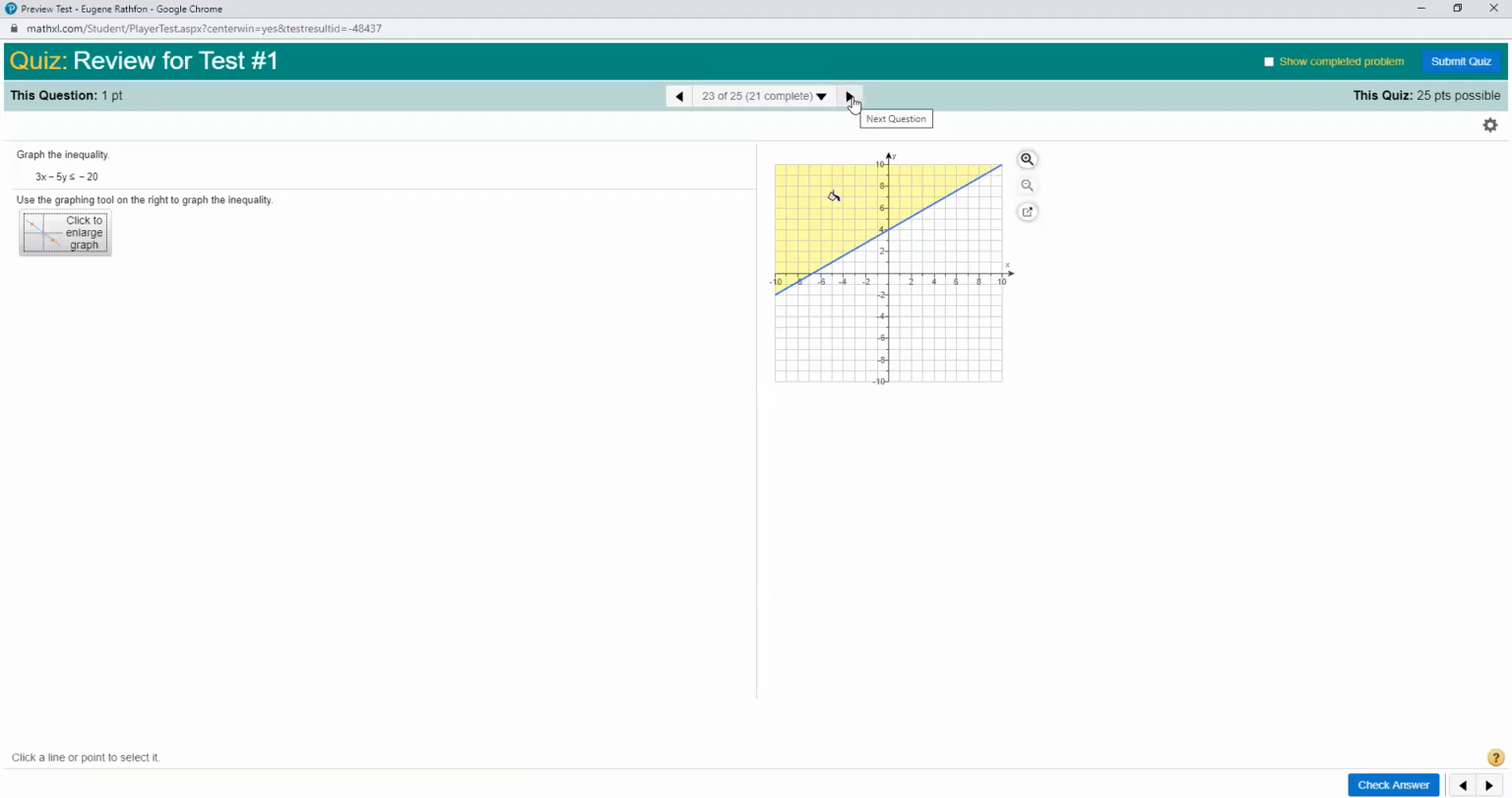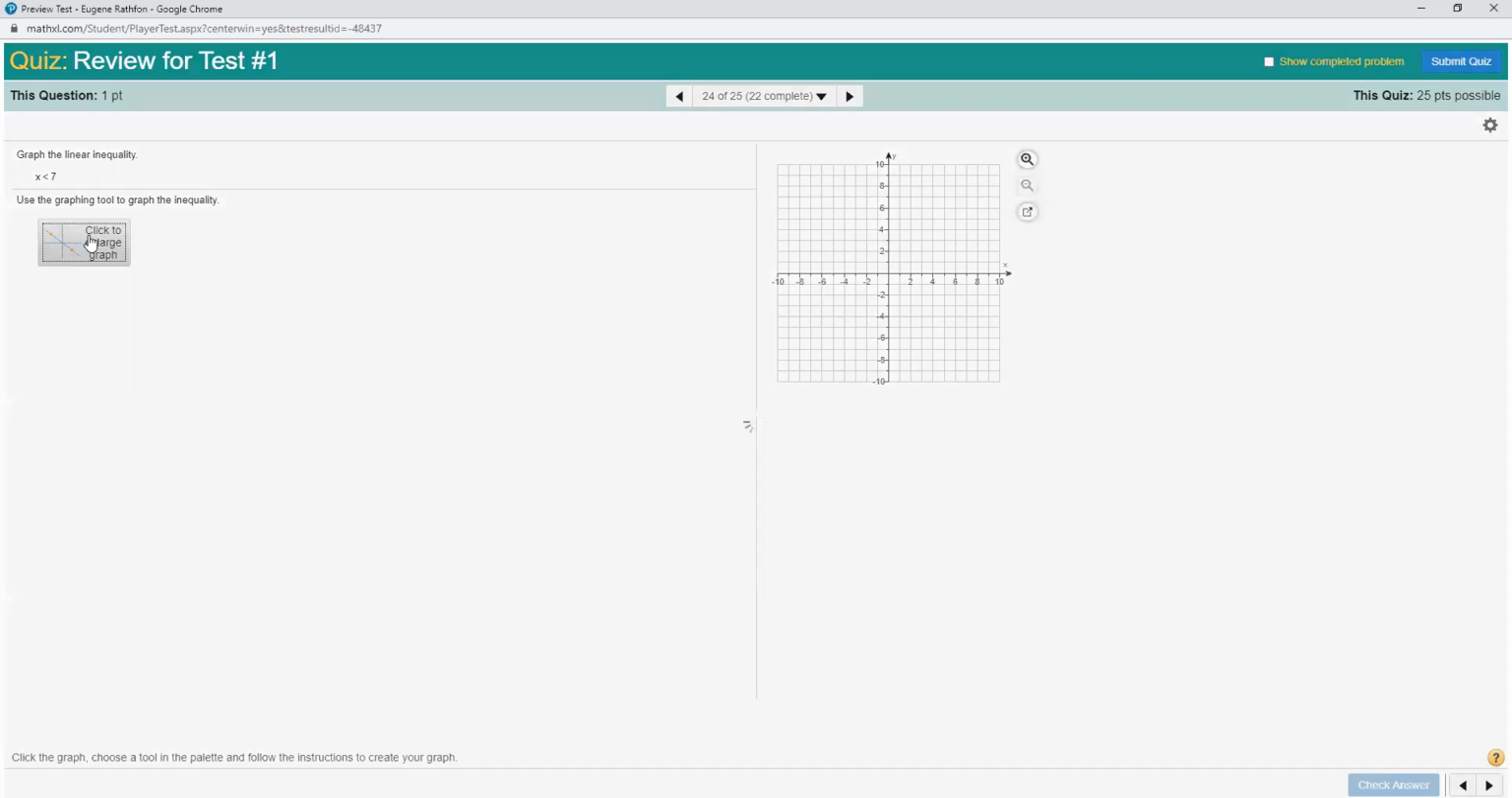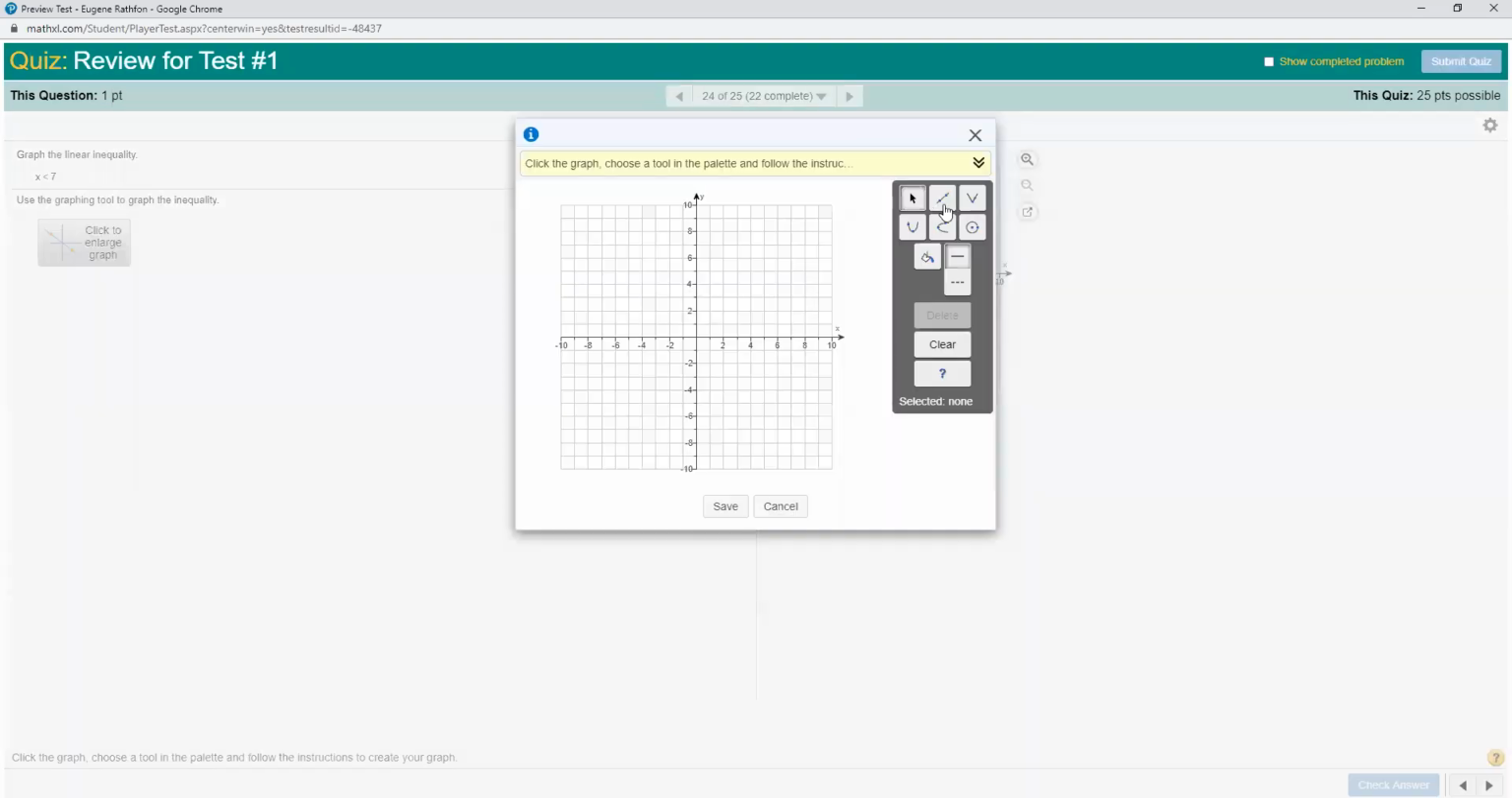All right, so I think 24 is about the same thing. It might be 2 of them. Or let me see what it was. Oh, this is just x is less than 7. So no work to do on that, and so I'm going to go straight to my graph. Now, when you got an x by itself, it's going to be a vertical line. Now, do I want the line to be solid or dotted? There's no equals under that. That's just a less than. So since it's just a less than, you got to use the dotted line.